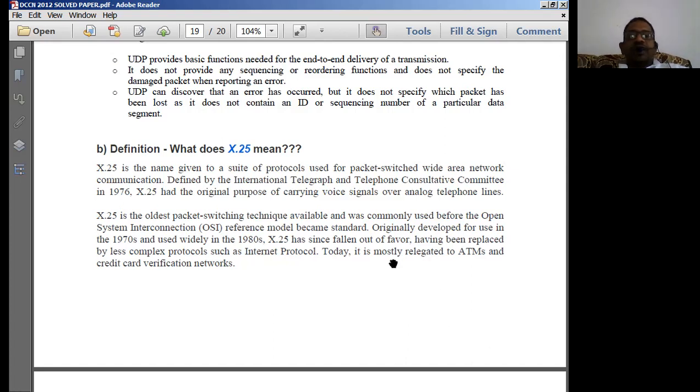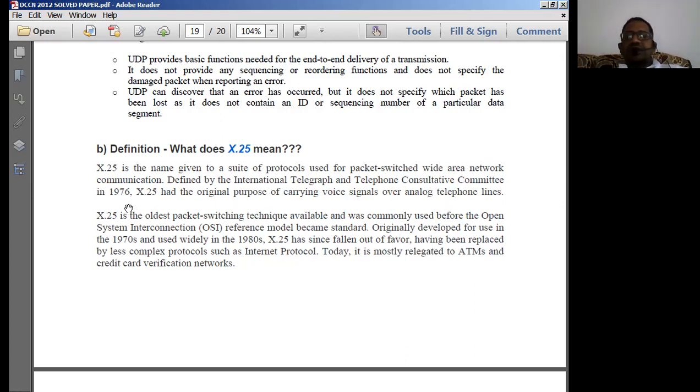X.25 is a name given to a protocol suite used for packet switched wide area network communications. It is meant for wide area network communications. You know what is wide area? It is normally meant for communication between two different countries. That is what is called a wide area type of network. So it is communication for huge networks, which involves many complexities. It was defined by the International Telegraph and Telephone Consultative Committee in 1976. X.25 had an original purpose of carrying voice signals over analog telephone lines.